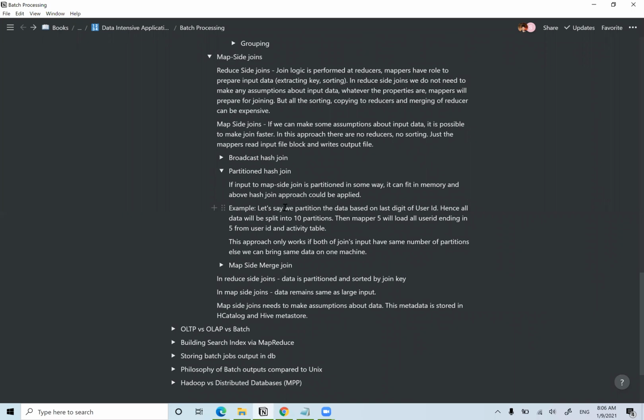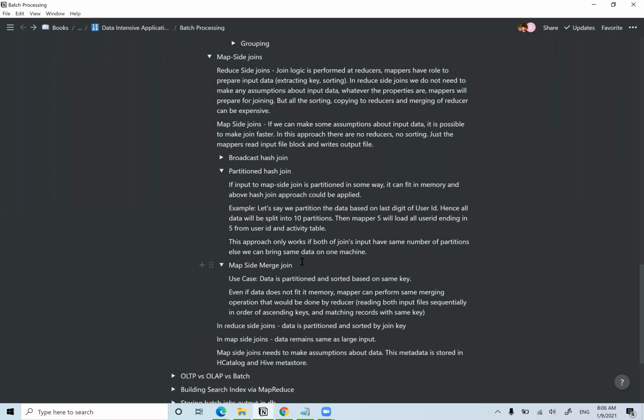Oh wait, sorry, I think I am incorrect here. The sorting was used for map side merge join. This is a different partitioned hash join. If the input to map side is partitioned in some way, it can fit in memory, and the above hash join approach could be applied.